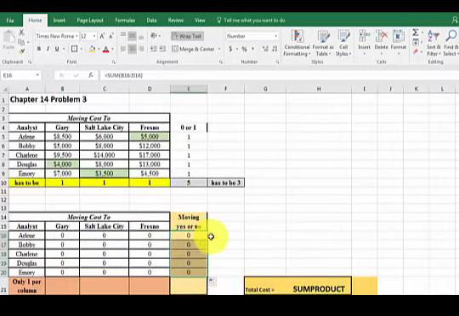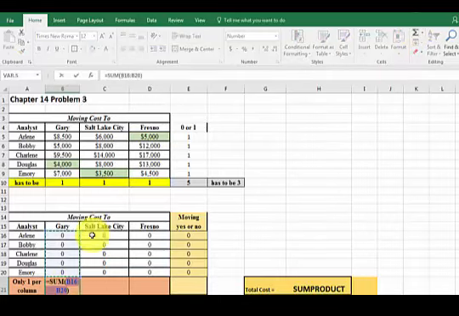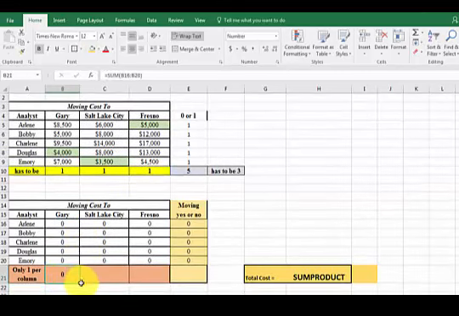Okay. That takes care of our row totals. We're going to do the same down here. We're going to get column totals. We're going to do auto sum, going all the way down, and it does it automatically. And we're going to copy that all the way across.